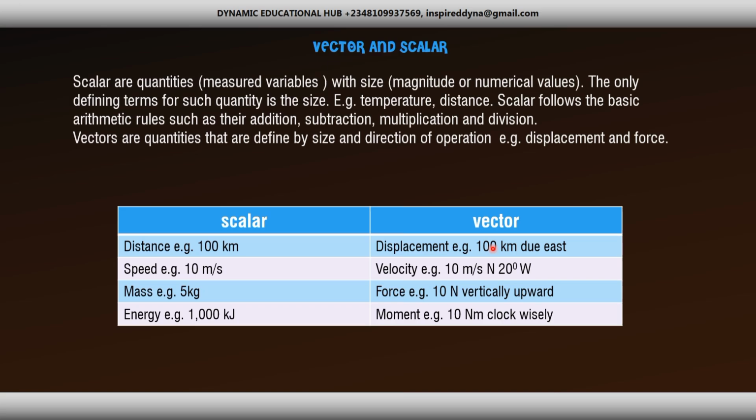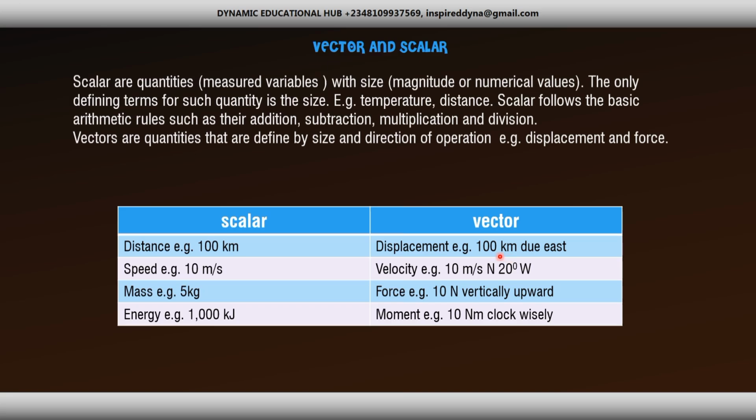So how do you now know vector quantities? It's quite simple. Any quantity that has displacement in it, when you break down that derived quantity and you have displacement in it, definitely that quantity becomes a vector quantity.